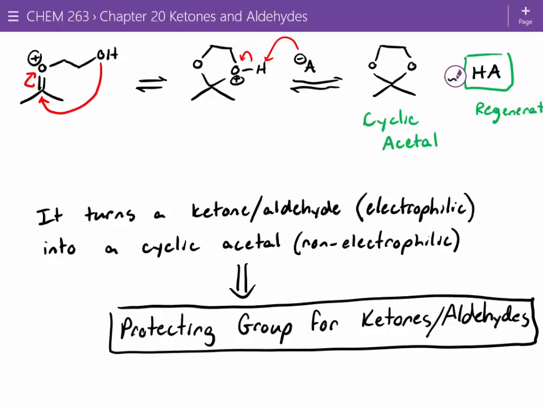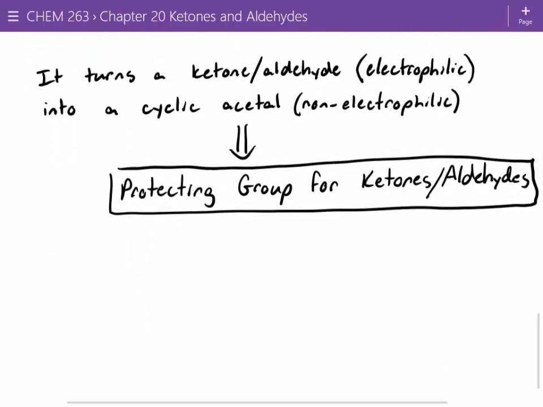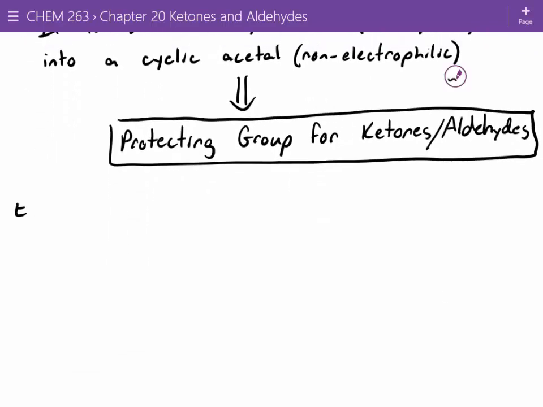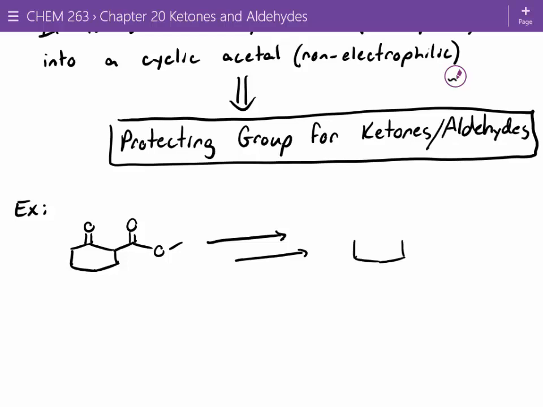Okay, so let's think about this and put it into an example. Let's say we've got this cyclohexanone, and next to it we've got an ester. And our goal is to do an organic transformation where we convert the ester into an alcohol.